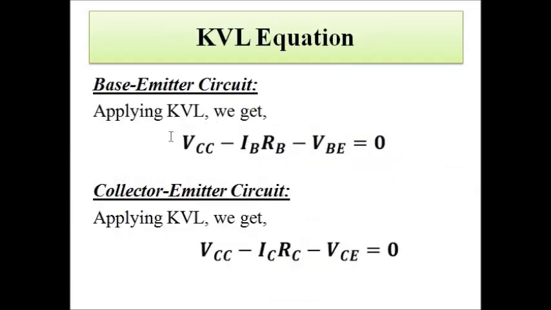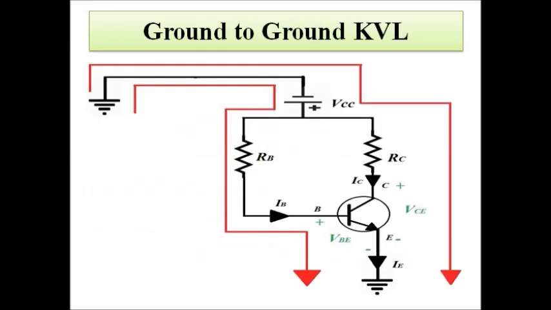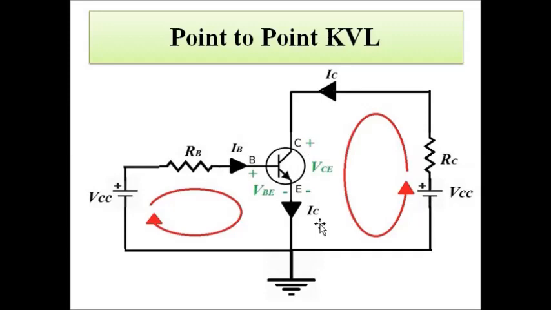So if you see, the KVL equations are the same, no matter what the KVL method is, whether it's point to point KVL or ground to ground KVL. The KVL equations will always be this. It's only which circuit representation is used. When the circuit is represented in this way, it is best suited for ground to ground KVL application. When the circuit is represented in this way, it is best suited for point to point KVL.